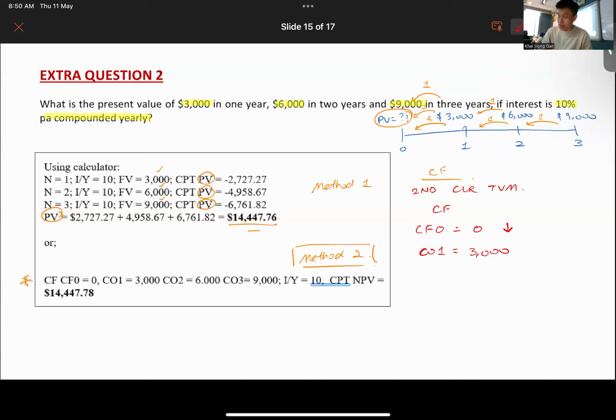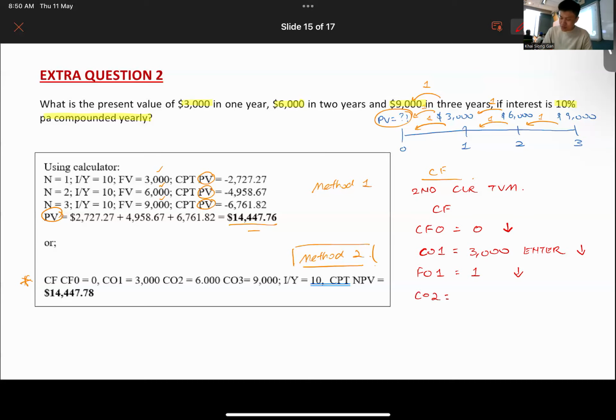Press enter. Okay. Can you follow or not? Oh. Okay, I write the step first. Press enter. Okay, and then go down. Then they'll ask you F01. F01 means frequency. How many times you receive this 3000? One time. So put 1. It's already automatically put for you, so you don't have to press anything. You just press down. Go down.